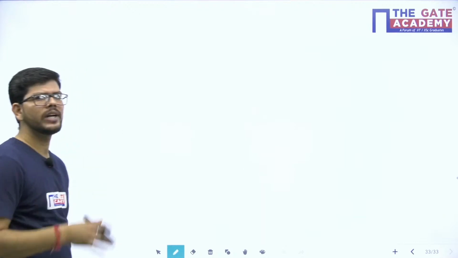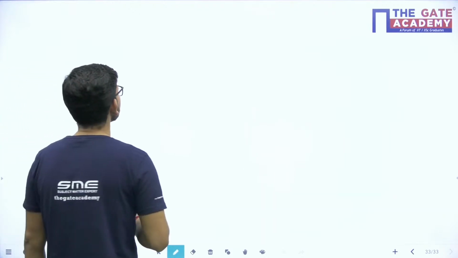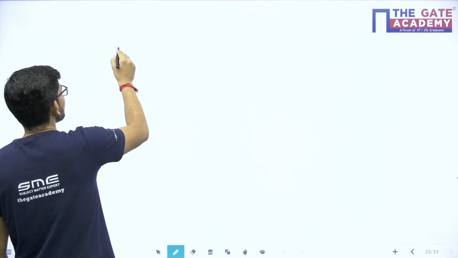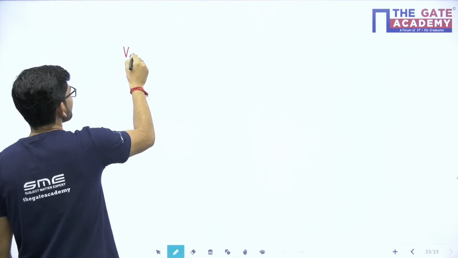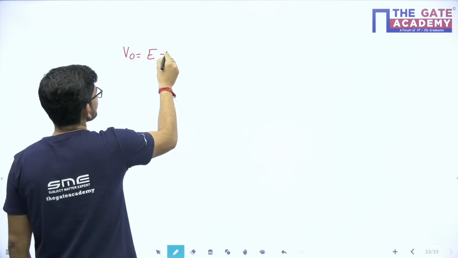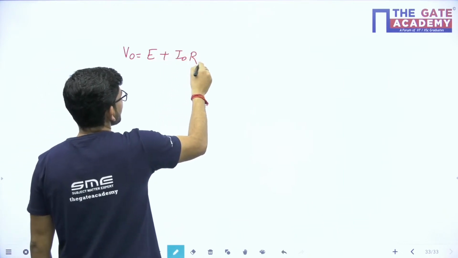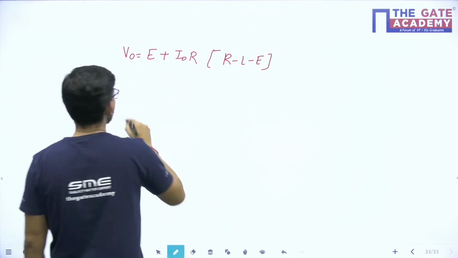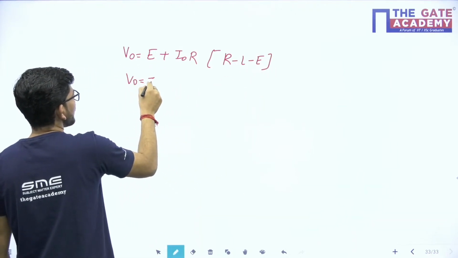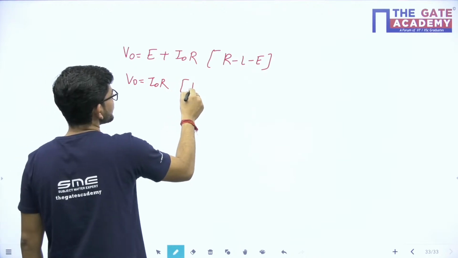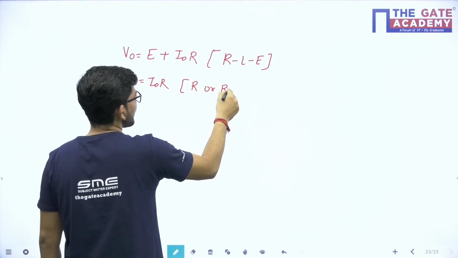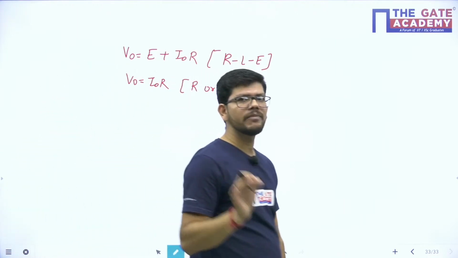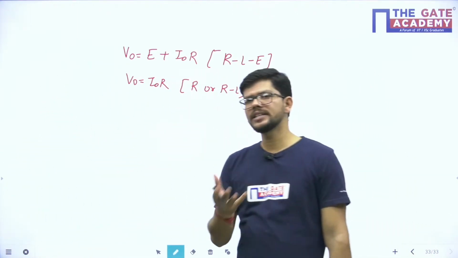One last thing I would like to tell you, if suppose you are asked, don't forget to remember these formulas. Always apply this particular formula, V naught equals E plus I naught R when the load is RLE type, and V naught equals I naught R when the load is R or RL type. You will ignore the inductor because average voltage across the inductor is equal to 0.